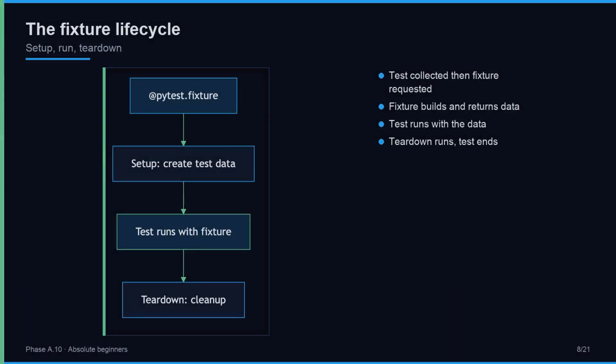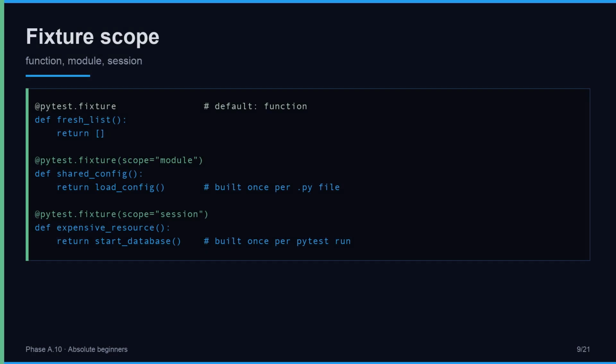Here is the life of a fixture. Pytest collects your test. It notices the test wants a fixture. It runs the fixture function, which builds and returns whatever the test needs. The test runs with that value. When the test finishes, pytest runs any teardown code the fixture registered, closing files, dropping tables, restoring state. Then the next test starts fresh. Default scope is function, 1 fresh fixture per test. You rarely notice this dance, but it is happening every single time. Setup, run, teardown.